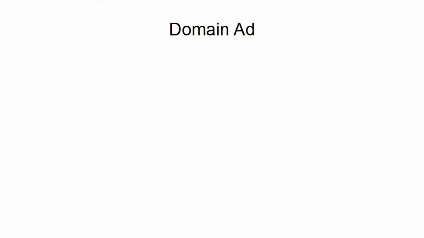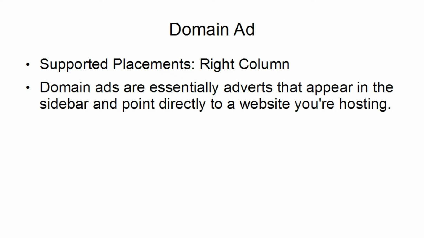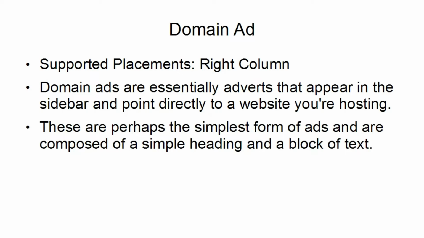Then there's a domain ad, and the supported placement is in the right column. And domain ads are essentially adverts that appear in the sidebar and point directly to a website that you're hosting. It's a similar way to a Google AdSense ad, and they are perhaps the simplest form of ads and are composed of a simple heading and a block of text.